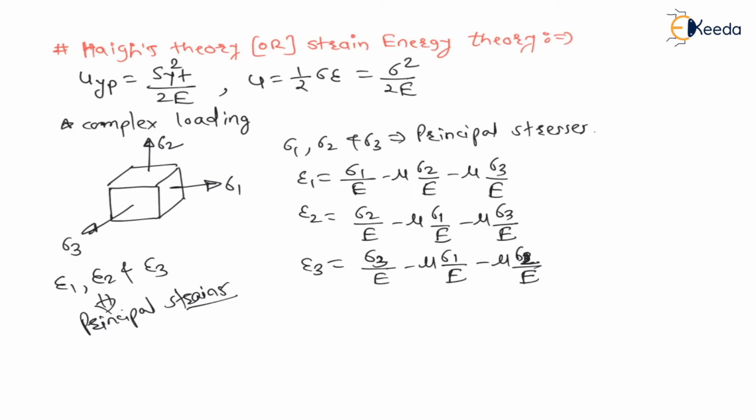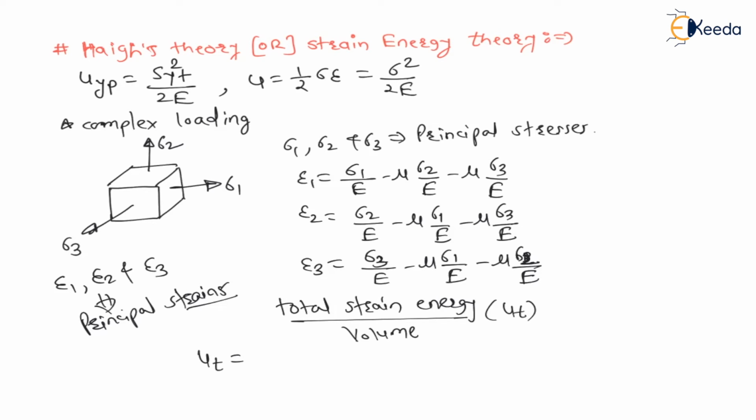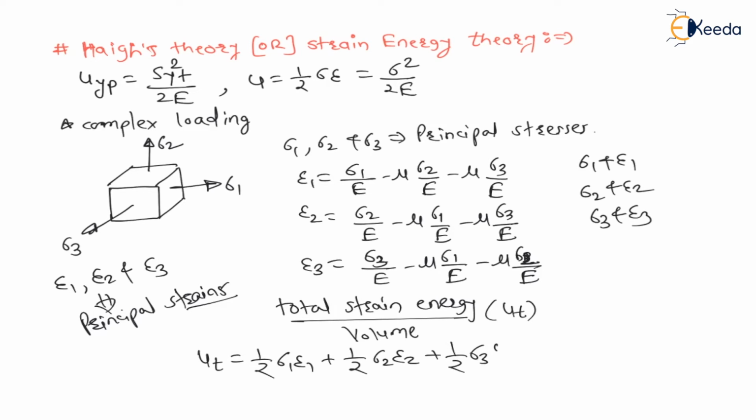Therefore, if I say what is the total strain energy per unit volume for this case, that we have to consider, that is UT. Now see here, there will be one strain energy due to sigma 1 and E1, another strain energy due to sigma 2 and E2, and another strain energy due to sigma 3 and E3. Therefore the total will be 1 half sigma 1 E1 plus 1 half sigma 2 E2 plus 1 half sigma 3 E3. This will be the total strain energy stored in the component.